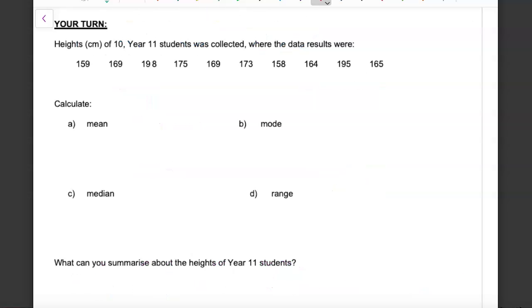So now I'd like you to pause the video and have a go at the next question, having a look at the heights of some Year 11 students. Unpause the video to come and check your solutions.